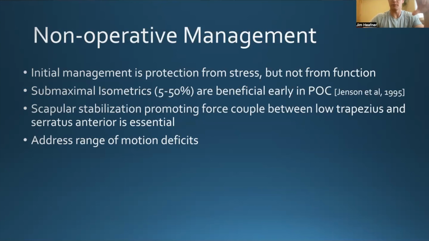Early in one's non-operative plan of care, submaximal isometrics are beneficial. With isometrics, we're strengthening or engaging the rotator cuff muscle just in one position, so we're not taking them through large range of motion. We're just stabilizing one position and getting blood flow to the muscle. Additionally, I've talked several times about the importance of scapular stability. We need to promote the force couple between the low trap and the serratus to help support the scapular position, which is going to dictate and support the rotator cuff muscles. And then we need to be addressing range of motion deficits that might occur from a loss of mobility due to the loss of muscle power.